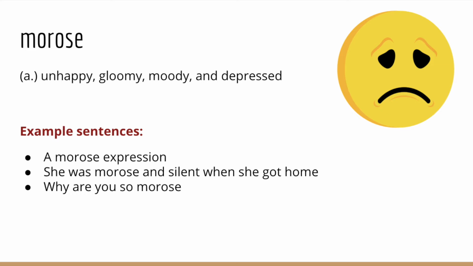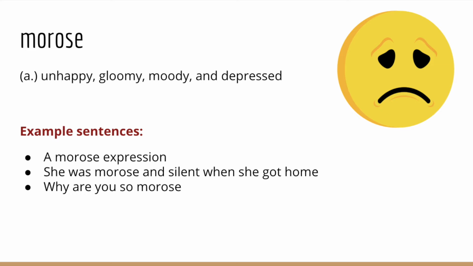Let's look at our very first example here, a morose expression. A morose expression means an unhappy expression, a very depressed expression, just like the emoji over here. It looks very sad, very gloomy, and that is a morose expression. The second example sentence here is, she was morose and silent when she got home. This means when she got home, she was very unhappy, she was depressed, and very silent.